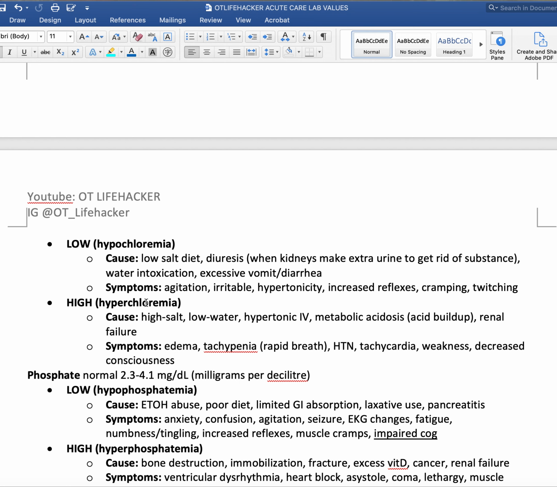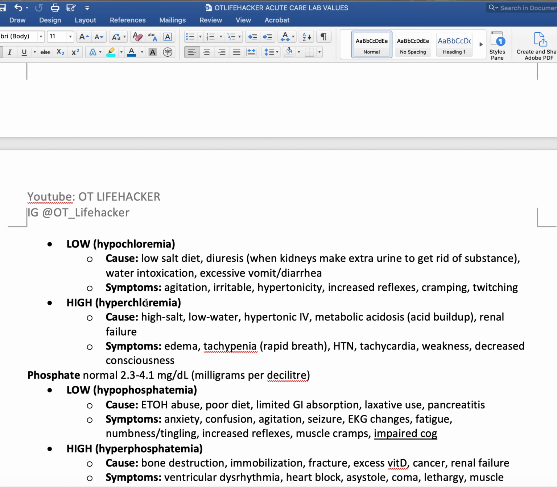So I have seen that in patients before where they have had cramps and twitches and hypertonicity. So again, you have to be very careful, check the lab values, and know what to be prepared for.